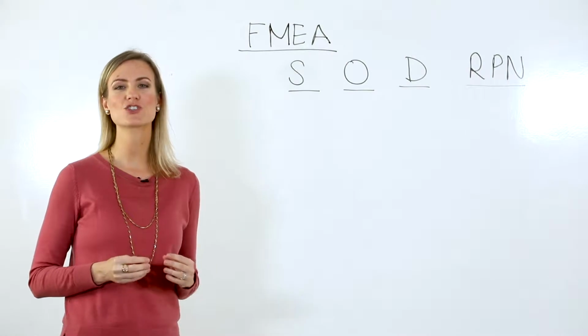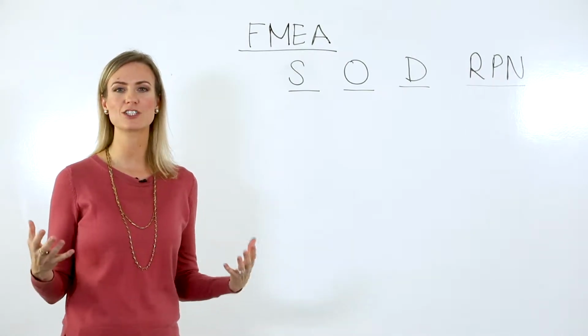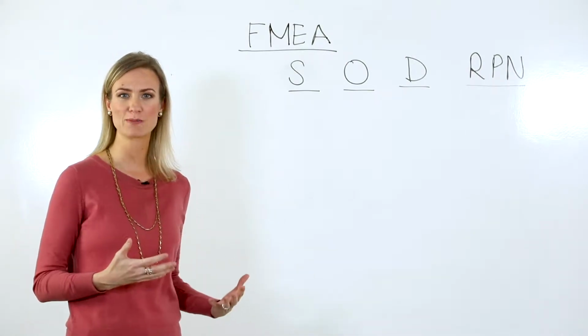I want to show you a tool that we use with our clients to help them assess risk and develop strategies to mitigate those risks. This tool is called FMEA, Failure Mode and Effect Analysis. The first step in this tool is to get all the risks in your business out of your head and onto a piece of paper.